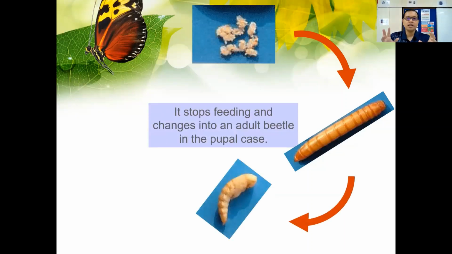It will continue to eat. It will eat and eat and eat. It will become bigger and bigger and bigger. But once it reaches a certain stage, a certain size, it will stop feeding and change into an adult beetle through the pupa stage. Okay, and this pupa stage is as shown over there. The pupa is white in color. It is called a cocoon. Okay, a cocoon is the name of the casing of the larva that goes through the pupa stage.